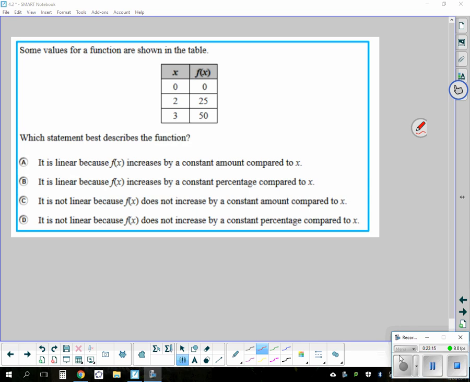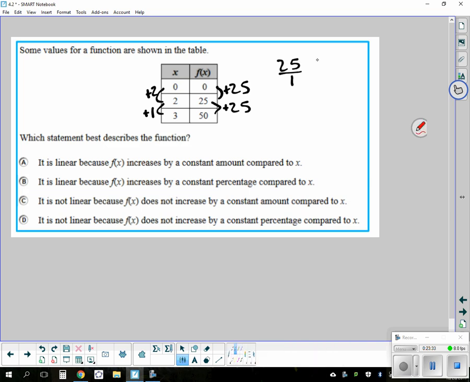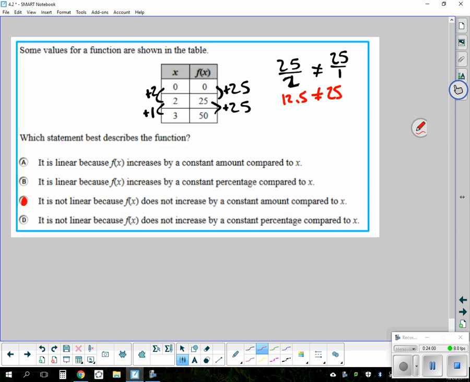Pause the video, do this problem. Okay, you do not have the same rates of change, therefore it is not linear because it does not increase by a constant amount compared to x.